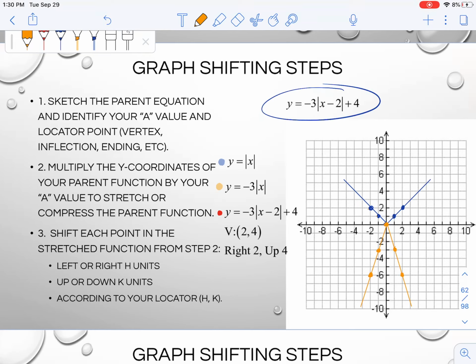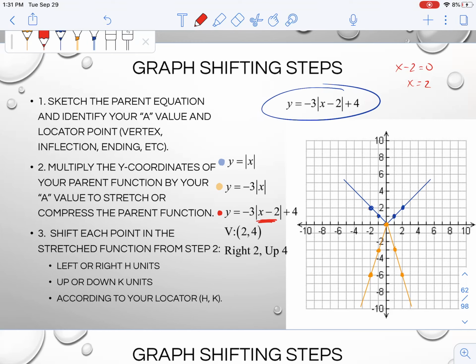Okay, and in my very last step, we're going to switch over to red. Now I'm going to shift it according to my locator. So inside is opposite, right? Because I would have to solve that. So if I solve x minus 2 equal to 0, I'm going to end up with x equals +2. Thus, inside is opposite. We're going to go 2 to the right, and then we're going to go up 4.